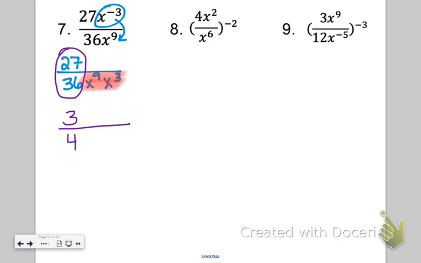The other thing we need to do is our multiplication rule, which says add our exponents. 9 plus 3 is 12. There's our final answer. So again, the 3 has to be in the numerator, 4 in the denominator.